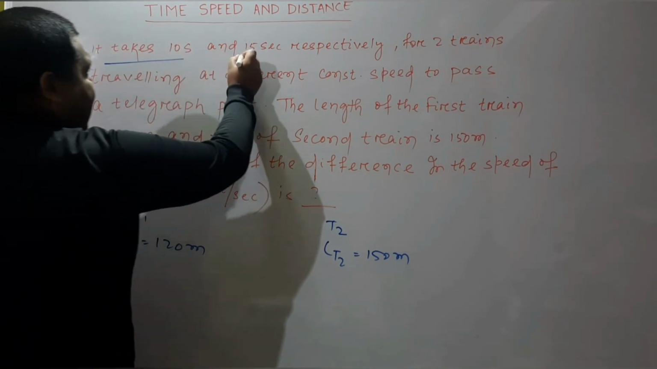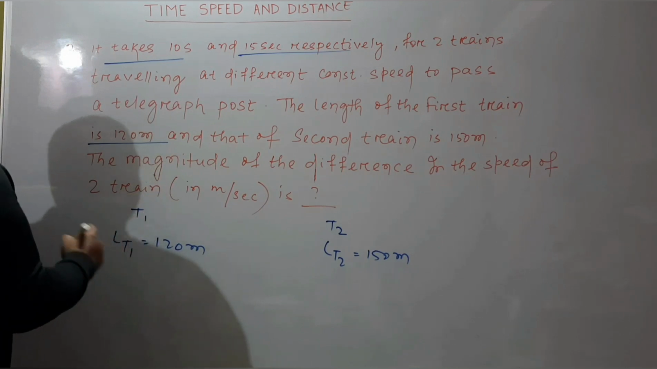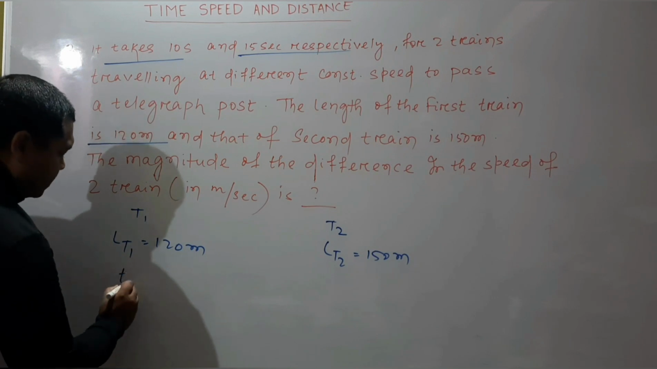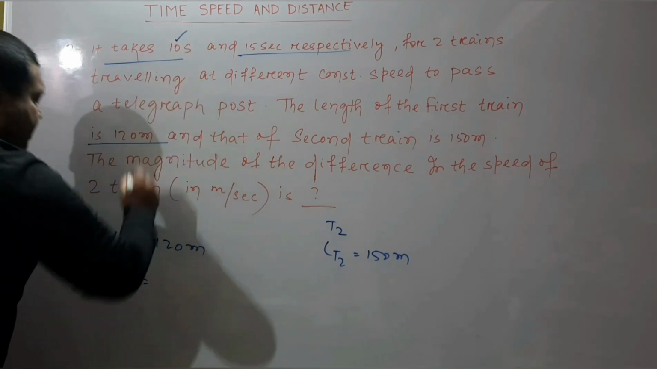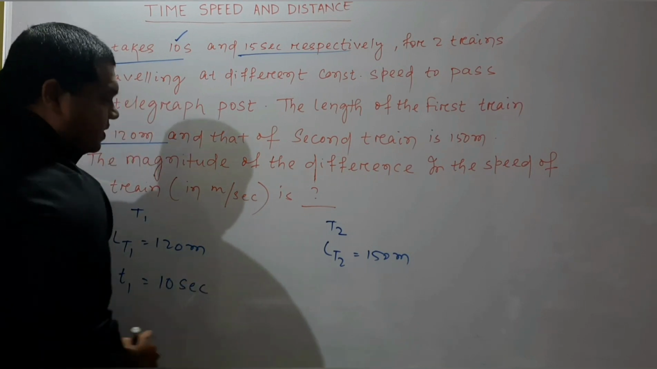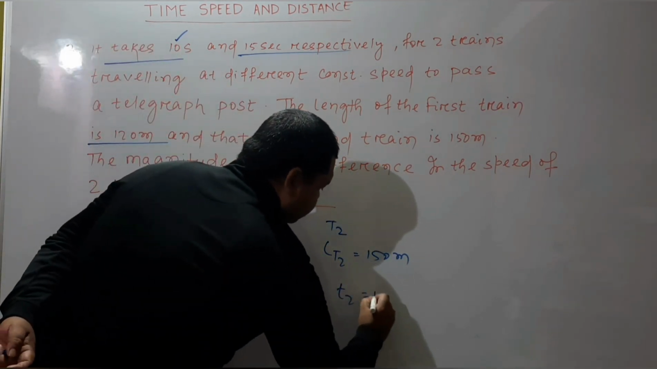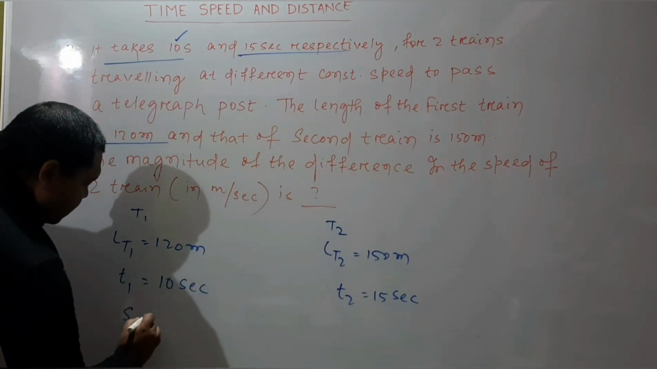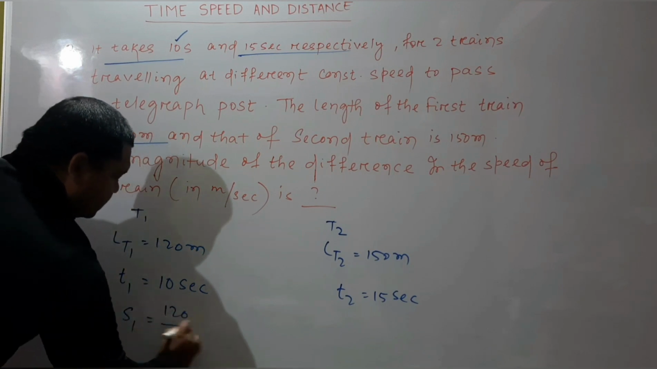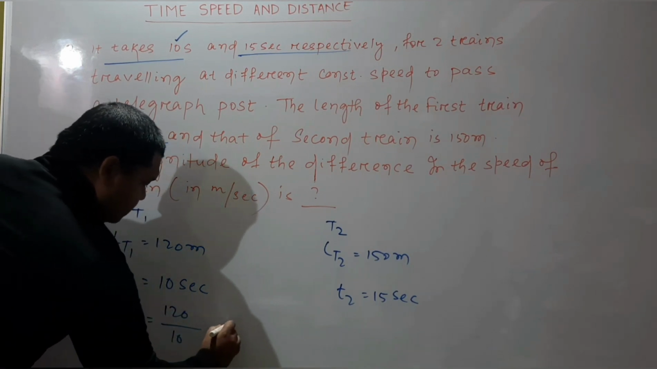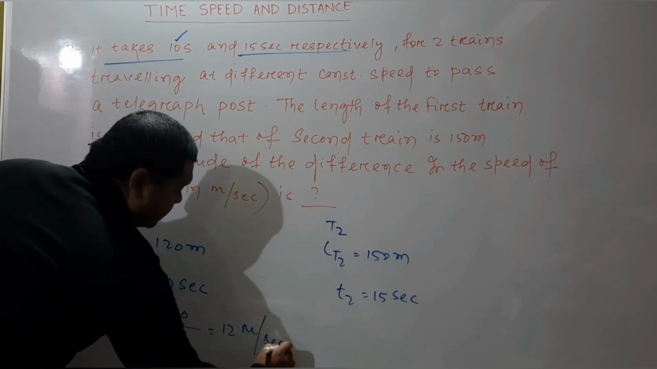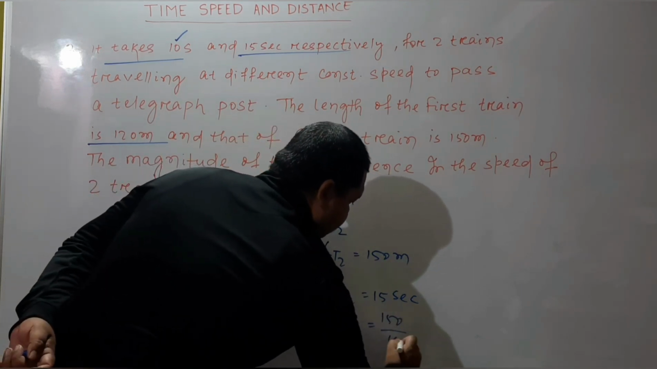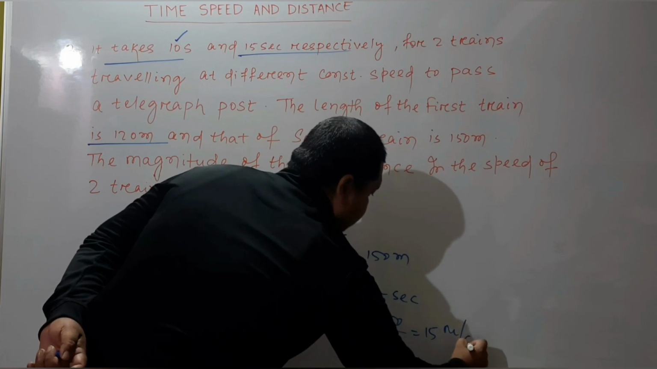It takes 10 seconds and 15 seconds respectively for two trains to pass a telegraph post. That means here time is also given. T1 is equal to 10 seconds and T2 is 15 seconds. This is a very easy question. Directly it is given. You can easily find S1. S1 is 120, that is distance divided by time, divided by 10. This is equal to 12 meter per second. Similarly, for this case, S2 is equal to 150 by 15. This is equal to 15 meter per second.